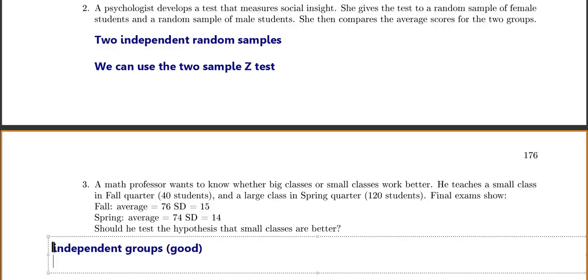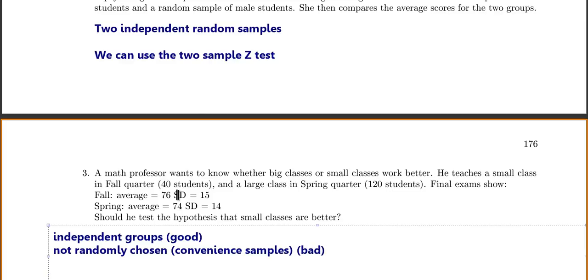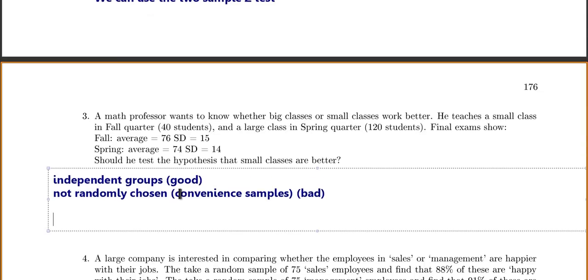which is good, but here's the problem. Notice how he just teaches one class and looks at all their data, and he teaches the other class and looks at all their data. And so that means that these are not randomly chosen. Instead, they were convenient samples. Convenient because he was already teaching in class, he just took their data, it was very convenient. And this part is bad. So remember, we're supposed to do independent, simple, random samples, and these aren't random samples. Since they're not random samples, we cannot use the two-sample z-test.